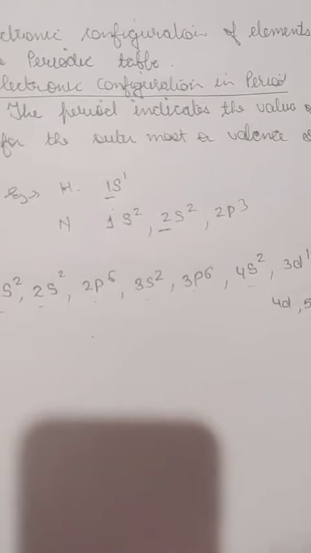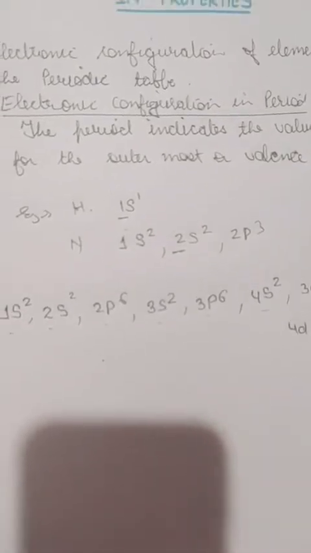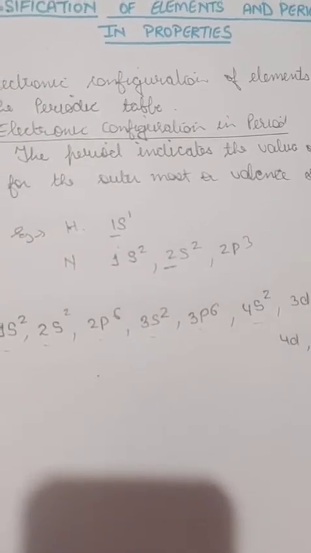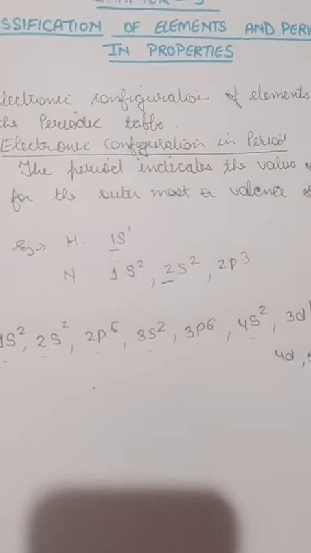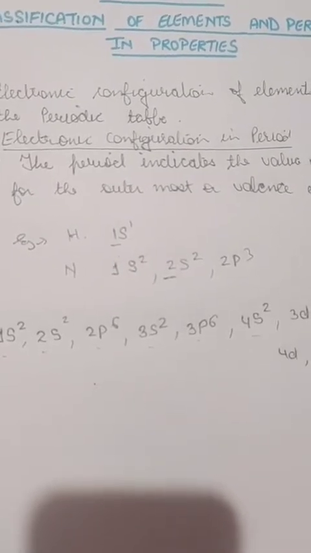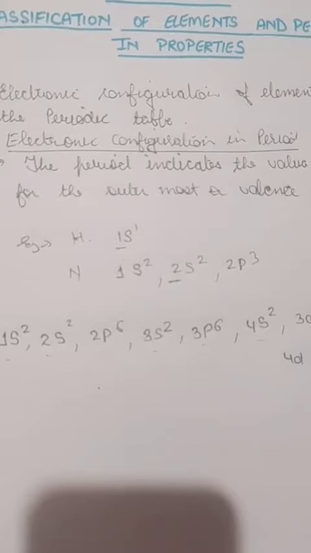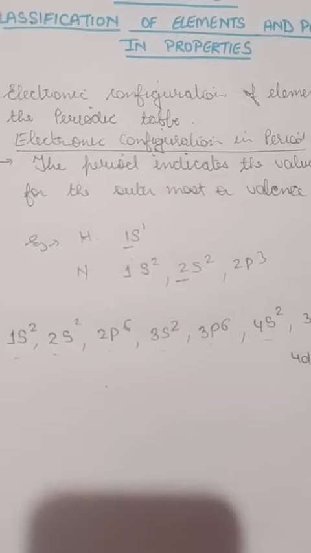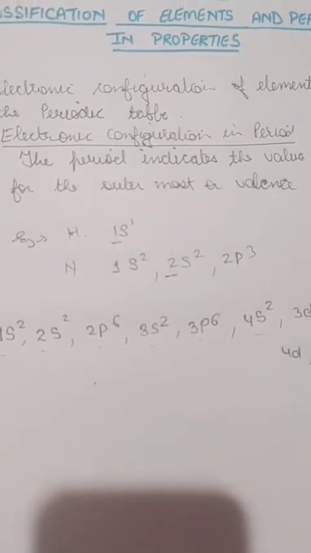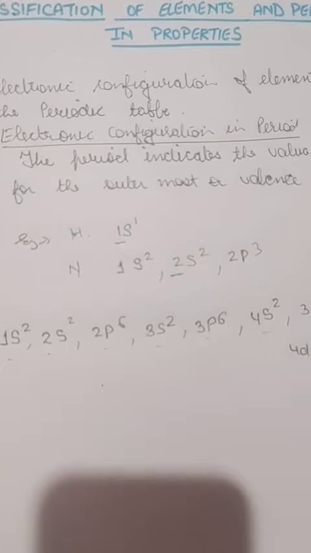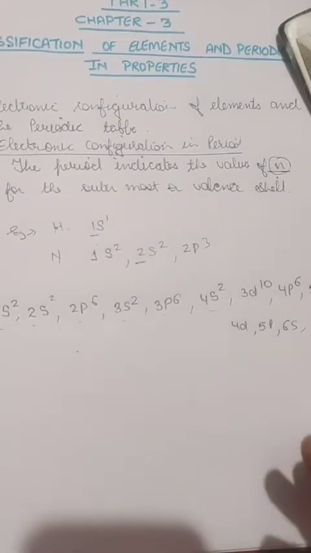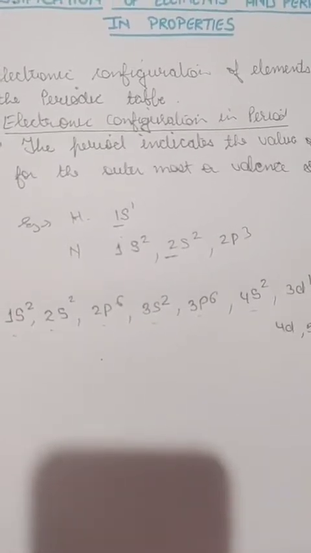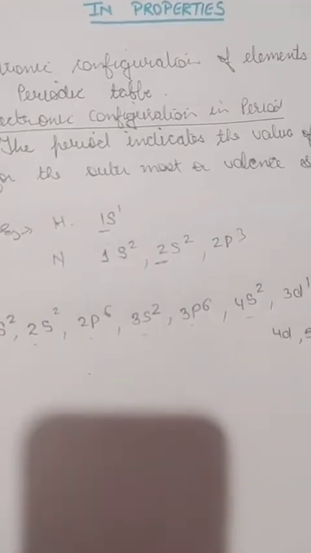The filling of the subshells is done according to the Aufbau principle, which means that in the ground state of an atom, an electron enters the orbital of the lowest energy first, and the other electrons are filled in the order of their increasing energy. That means the electrons with the lowest energy will be filled first, and the electrons with high energy will be filled last. So this is the Aufbau principle.